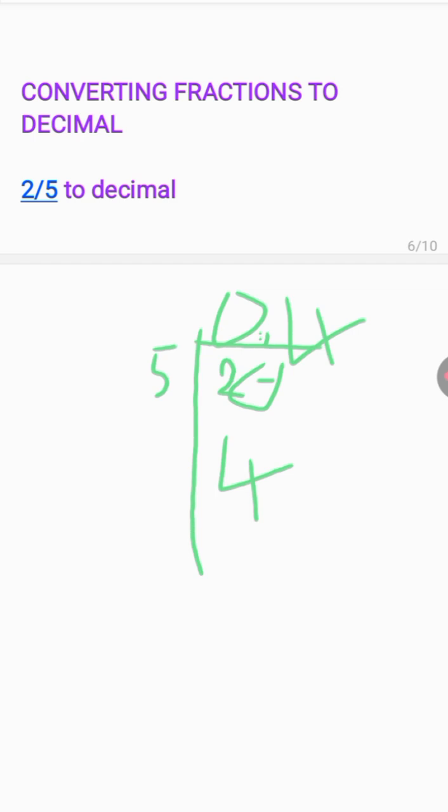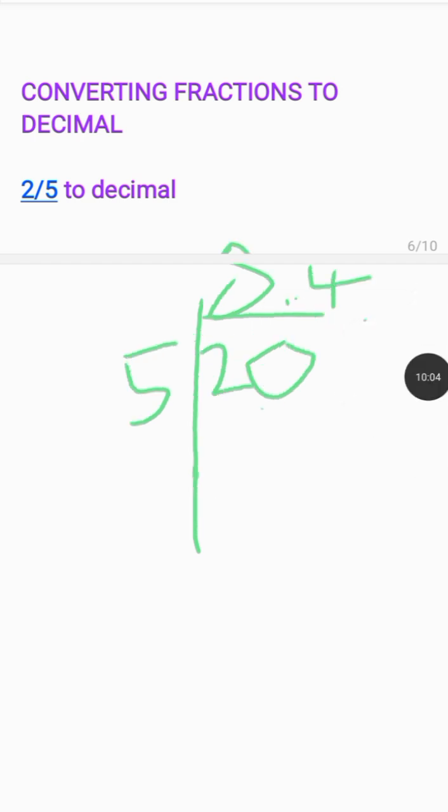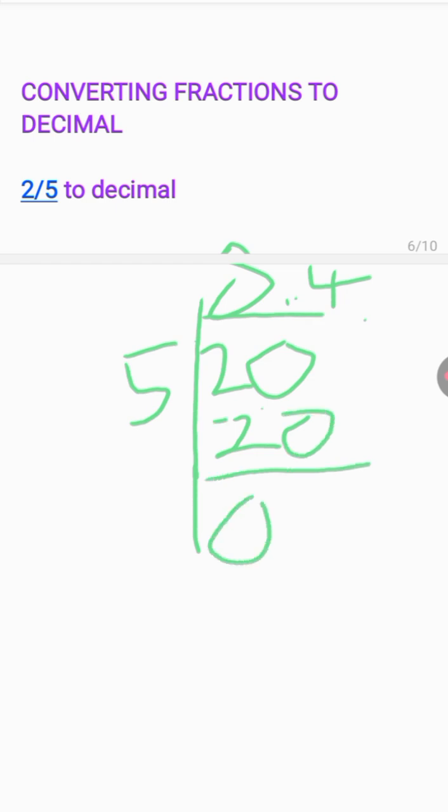Now 5 times 4 is 20. Again, 5 in 2 is 0. Then you put a decimal point after the 0. Then you multiply that 2 by 10 to get 20. Now 5 in 20 is 4. You write the 4 on top, 0.4. Then 5 times that 4 is 20. You do 20 minus 20, which will give you 0. So this is where the decimal ends. Therefore, 2 over 5 is 0.4.